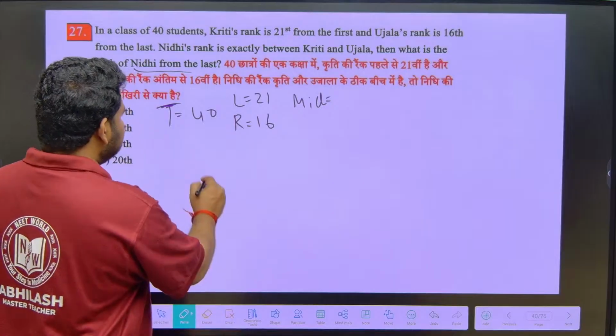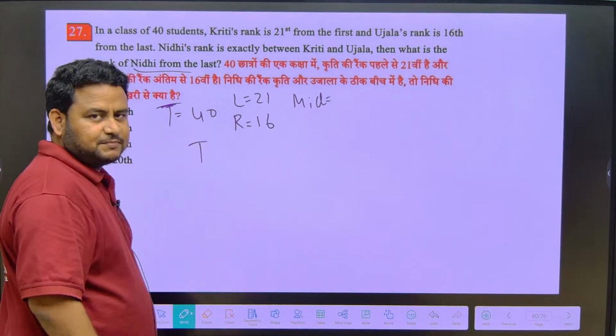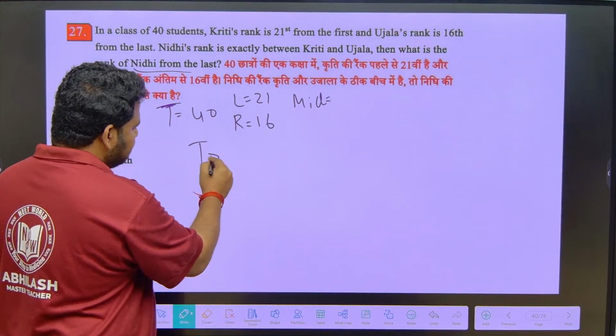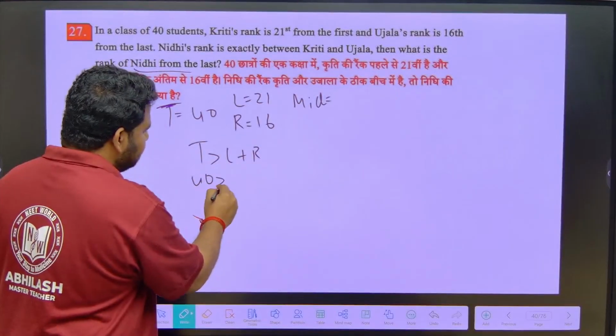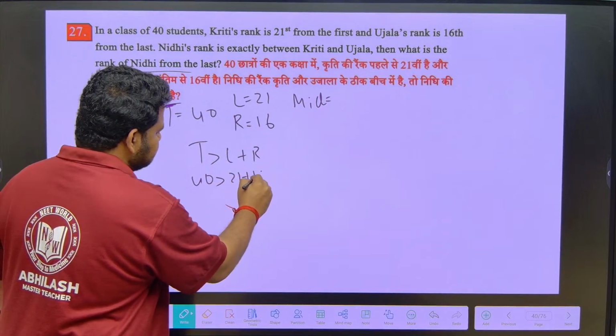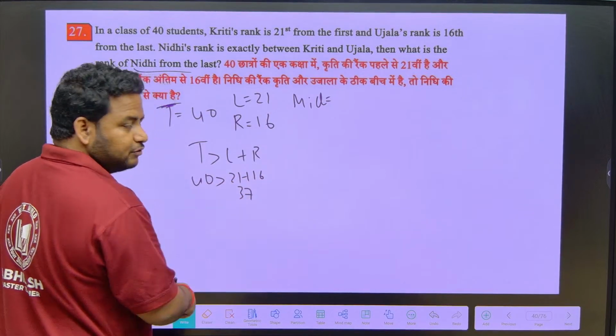Which formula should we use here, total maximum or total minimum? See, is total greater than L plus R? No. How? 40 is greater than what? 21 plus 16 is equal to 37. So which formula do we have to use, friends?